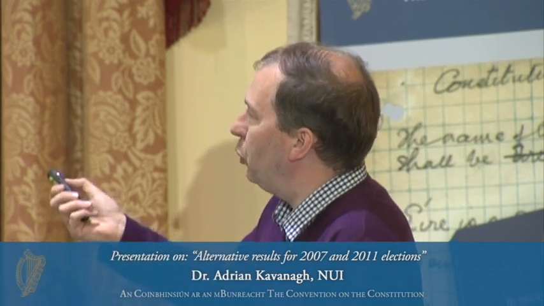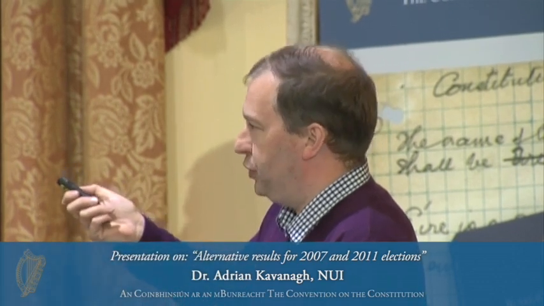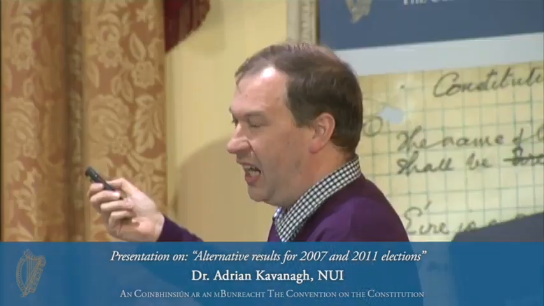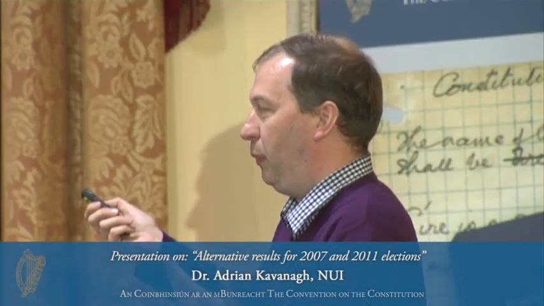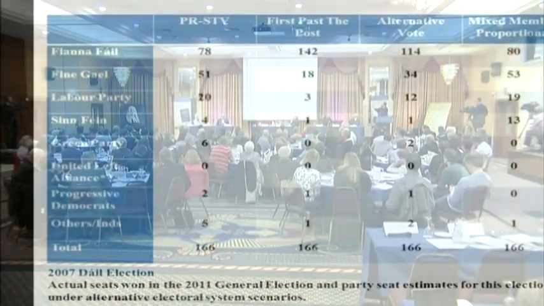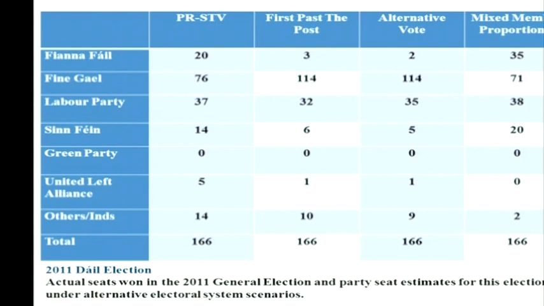2011, so we did two elections, which is a good thing to do because you can compare between two different elections. In some ways it's a bad thing because the results of 2011 were so dramatically different to 2007, but you can see Fianna Fáil, first past the post, the dramatic change in numbers. So if first past the post had been brought in, and if people had voted, this is an important point, if people had voted exactly the same in those two elections, if first past the post had been brought in, Fianna Fáil would have been on 142 in 2007, down to 3 in 2011.